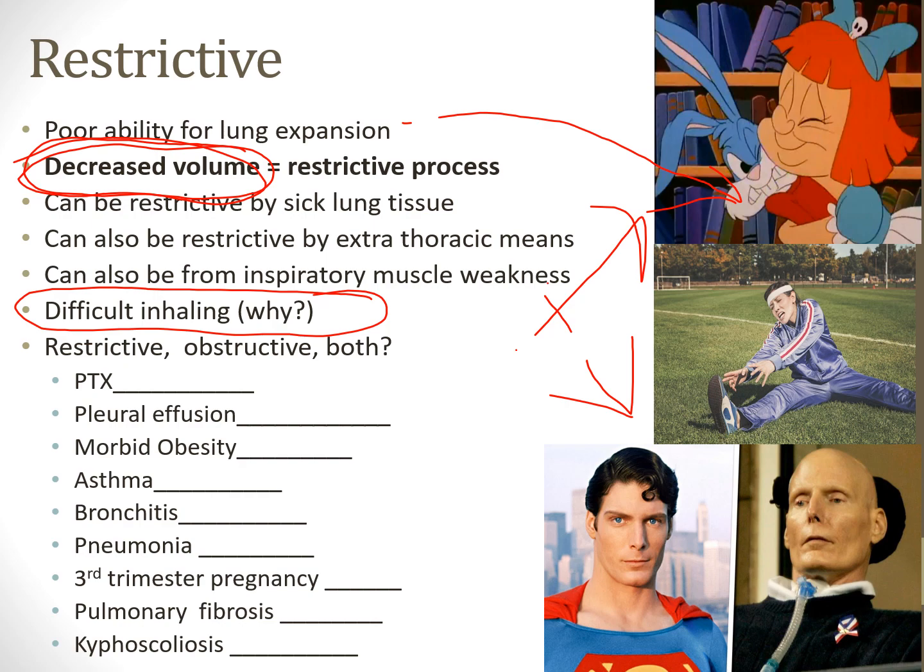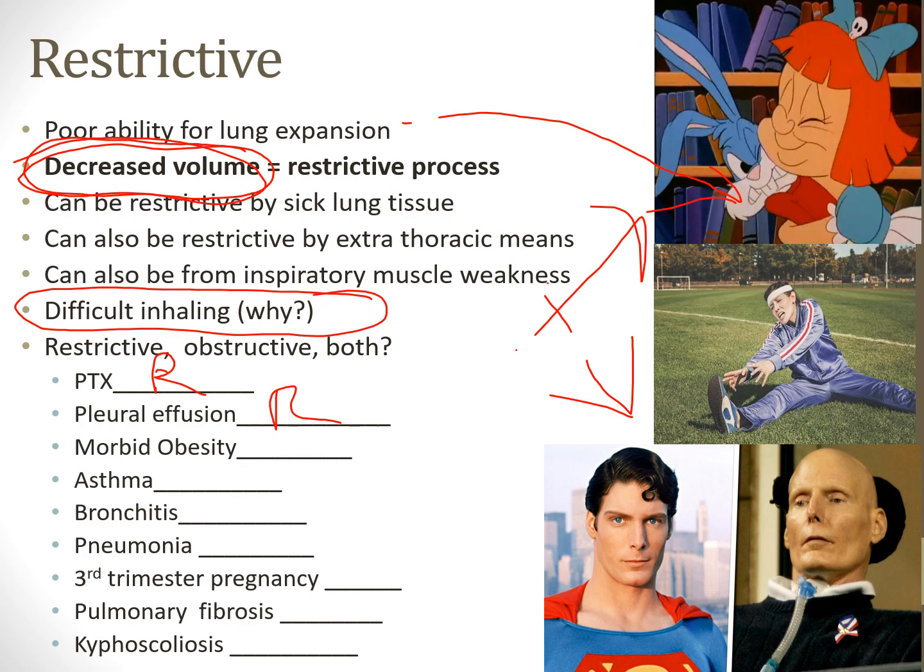So let me ask you this. Let's play a little game here. A pneumothorax, is that restrictive, obstructive, or both? Well, a pneumothorax is a hole in the lung. Does that have to do with the conducting zone? No, it has nothing to do with the conducting zone traditionally. What happens is gas builds up in the pleural space and causes a restriction of the ability to expand. What about a pleural effusion? There's a bunch of fluid built up around the outside of the tissue of the lungs. Is the issue the primary airways getting gas to and from the lung, or the ability to expand the lung?